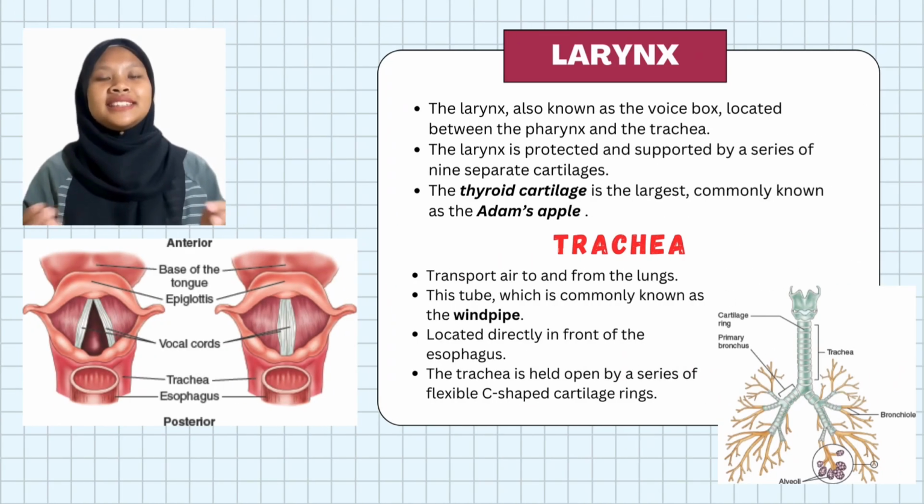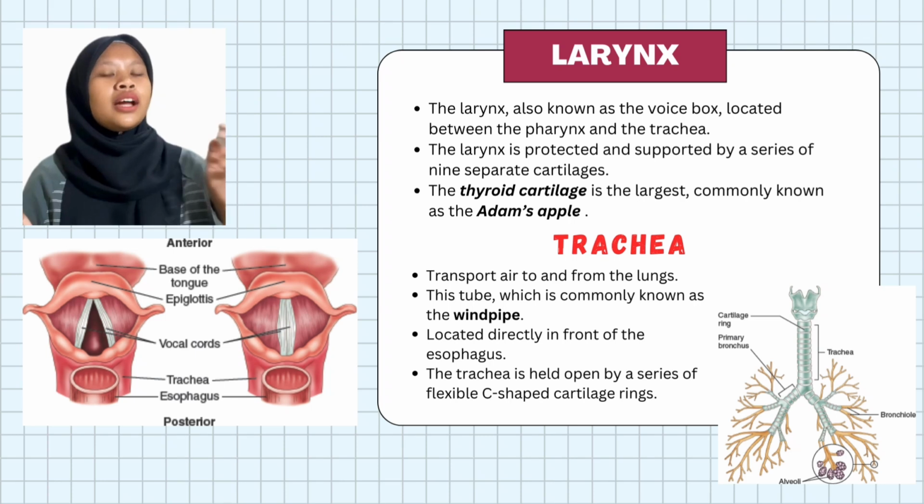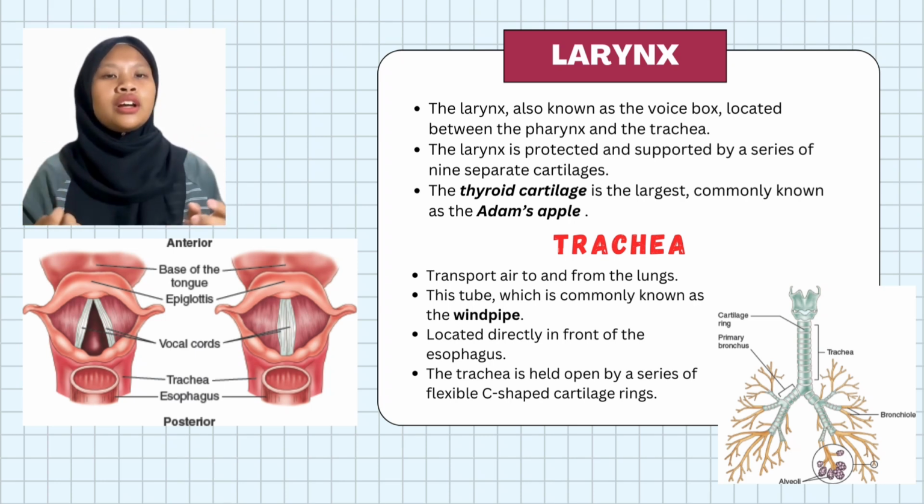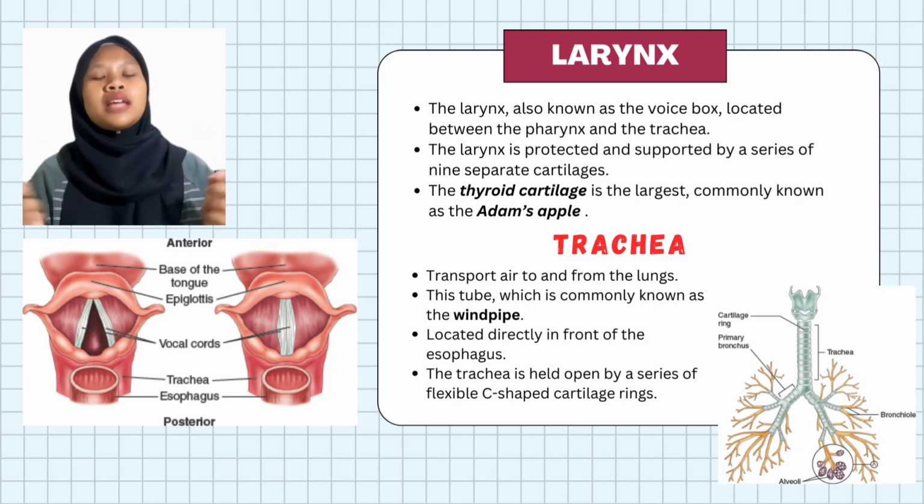Alright, next is larynx. Larynx, also known as the voice box. It is located between pharynx and trachea. The larynx is protected and supported by a series of 9 separate cartilage. The thyroid cartilage is the largest and commonly known as Adam's apple.